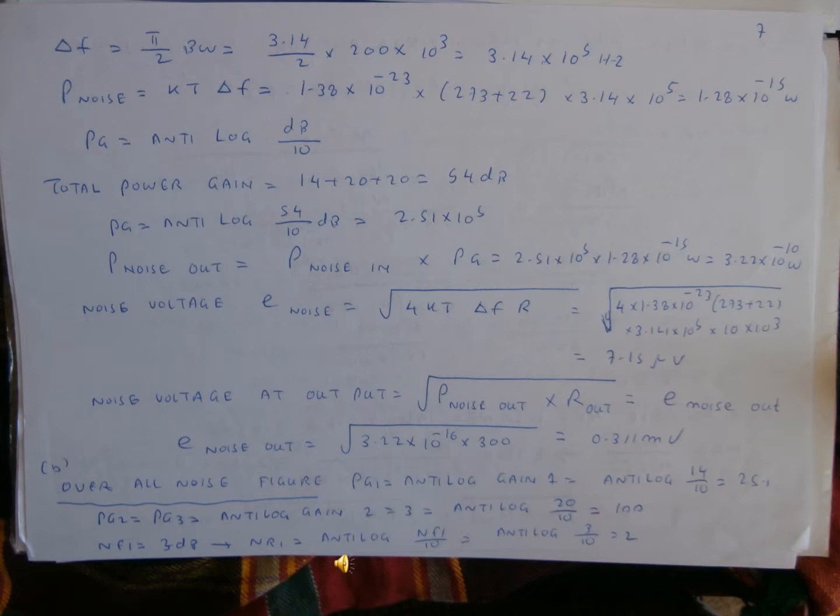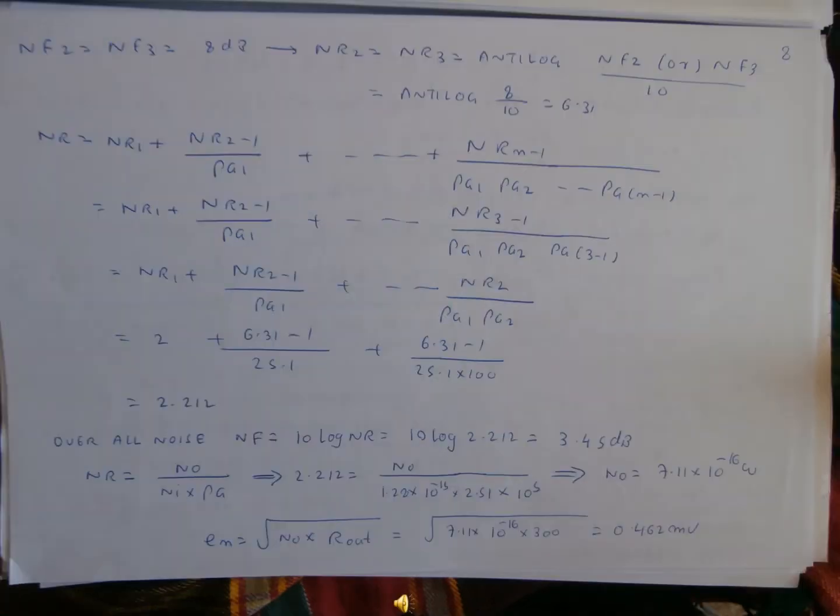Now, for the overall noise figure, PG1 equals antilog of K1, so antilog of 14 by 10, so 25.1. Now PG2 and PG3 are needed too, so antilog of 20 by 10, so 100. Now noise figure 1, NF1 is 3 dB, and NR1 is antilog of NF by 10, so antilog of 3 by 10, which is 2. We continue to calculate the test problem.